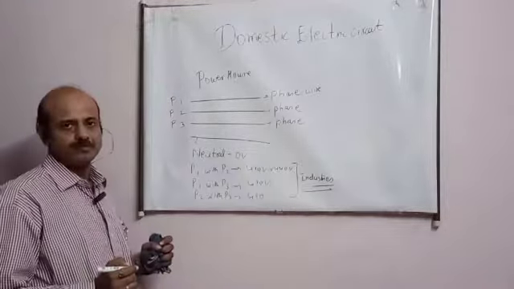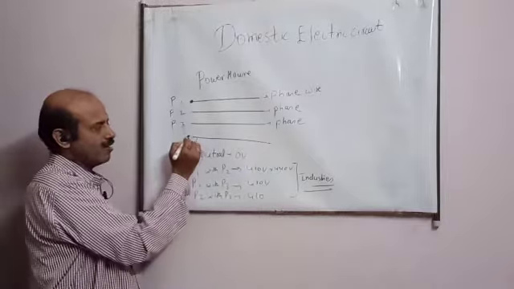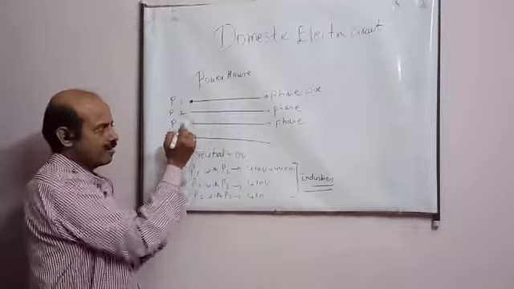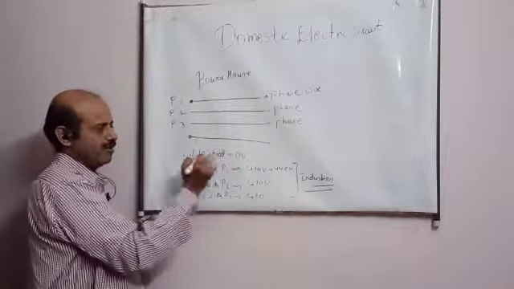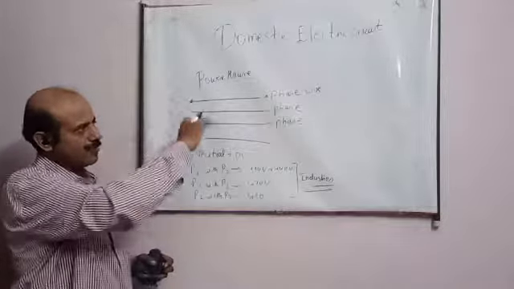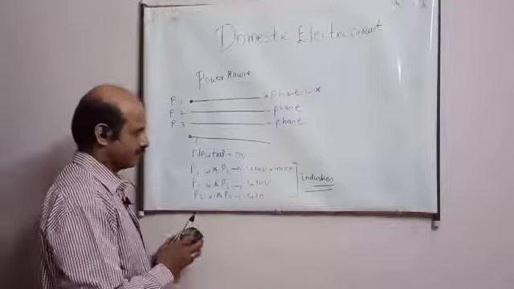But in our home, out of these three, only one line comes. One of these comes along with the neutral. Either this with this will come to our house, or any one of these with this. Neutral is common. Okay, student. So this is the general power supply which is done. Now we are coming to our domestic part, student.